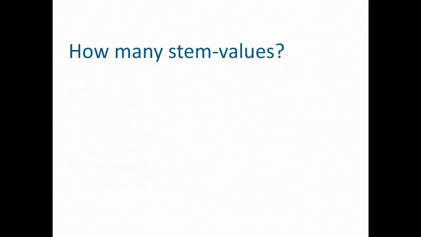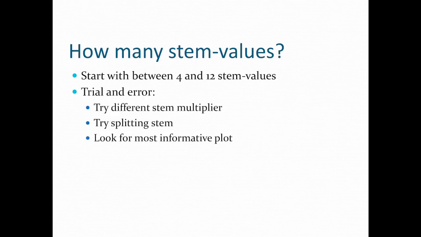So how many stem values do you need, right? So here we were talking about just using one stem value for some areas. Now we're doing split stems, so how many do you actually need? And truly the answer is it depends on the data you're given. But you're going to want to start somewhere between 4 and 12 stems. The fewer you have, the harder it is going to be to see any kind of shape with the data. The more you have, depending on the data set, you might be too spread out if you have too many. So you're going to have to find kind of a sweet spot in between.